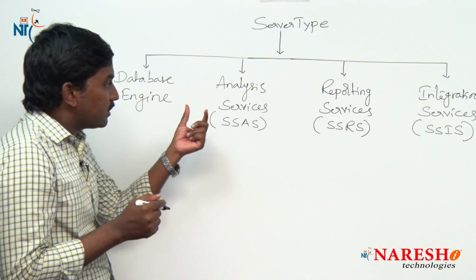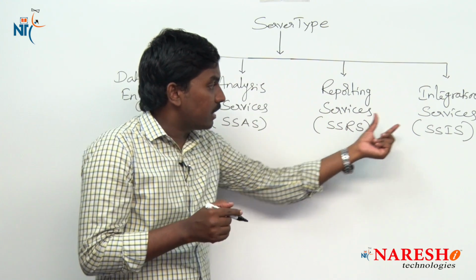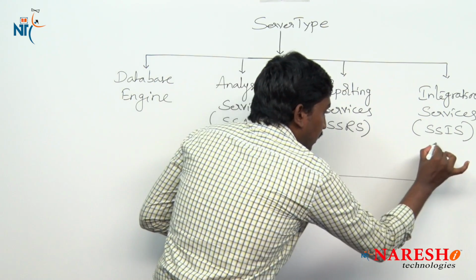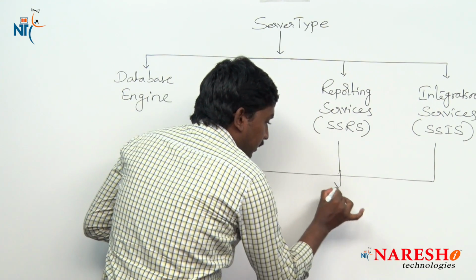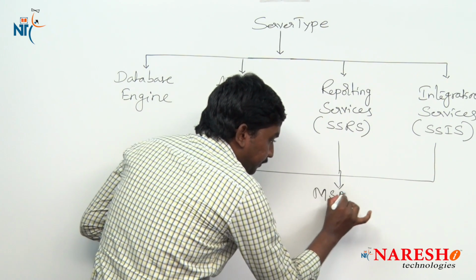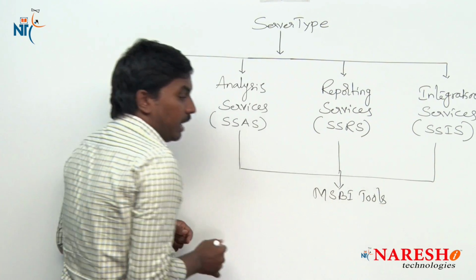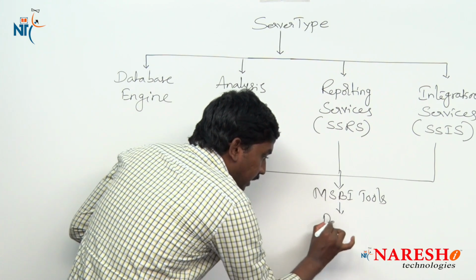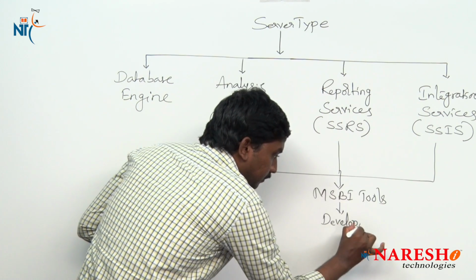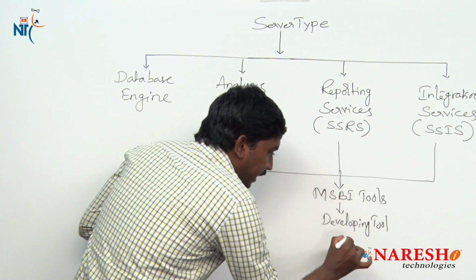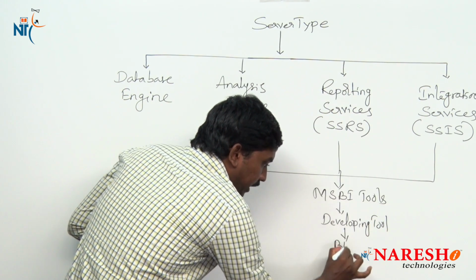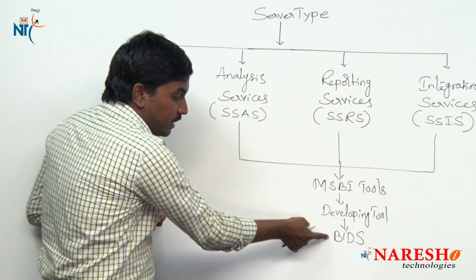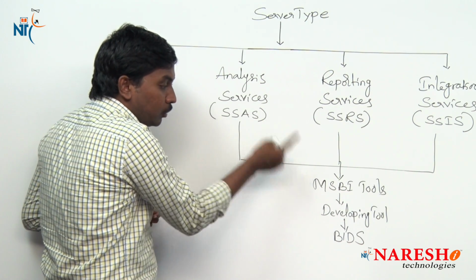But these three, SSAS, SSRS and SSIS, we call MSBI tools. To interact with these MSBI tools, I need a separate developing tool. The tool is called BIDS. Using the BIDS tool, which is one of the developing tools, you can interact with your MSBI tools.